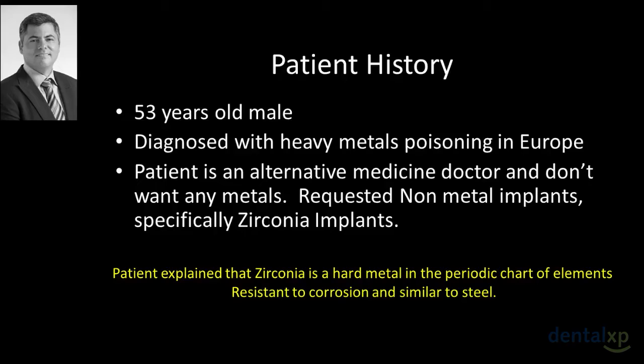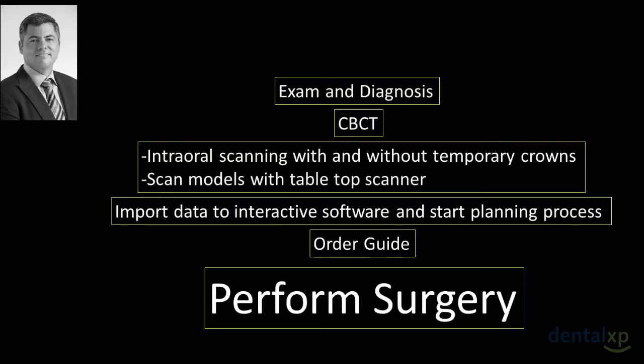and part of my disclosure during my informed consent was to explain to the patient that zirconia is considered a hard metal, and if you go to the periodic chart of elements, you're going to find it listed as a metal. It is resistant to corrosion and is similar to steel. So it's important that he understands that from the periodic chart of elements standpoint, he's getting a metallic implant, so he's not technically being completely freed of metals.